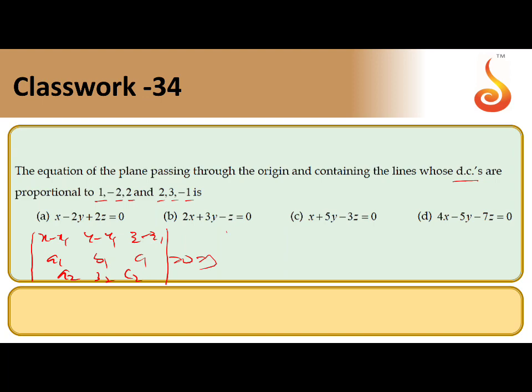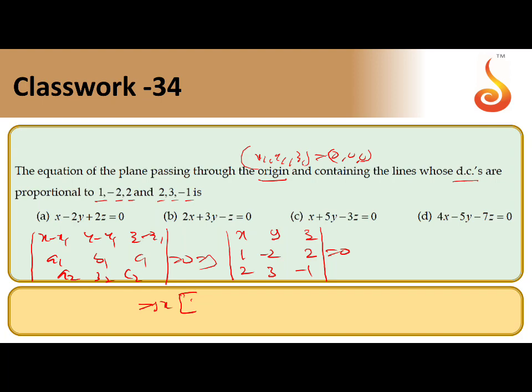So that means the point is what here? Origin. Means x1, y1, z1 is 0, 0, 0. That means the first row is x, y, z. The second row is a1, b1, c1, the DRs of the first one. Next 2, 3, minus 1, equal to 0. And solve the determinant to get the answer for this one.